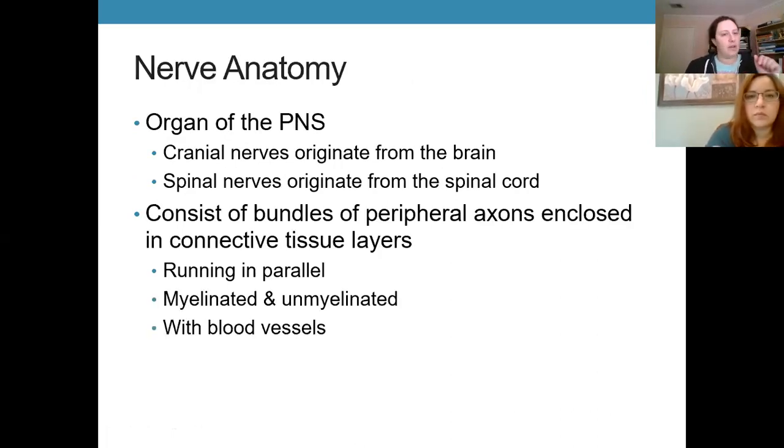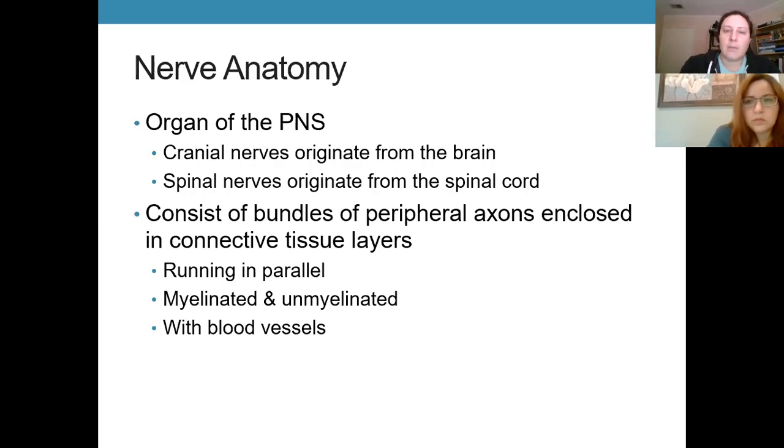So when we look at nerves, we see that we can divide them up into two groups, which we'll talk about later. So cranial nerves are all the ones that originate from the brain, pretty much mostly the brain stem. And then spinal nerves are the ones coming out of the spinal cord. So we'll talk about the specifics of them later. For now, we're just going to look at the generalized anatomy of all nerves.